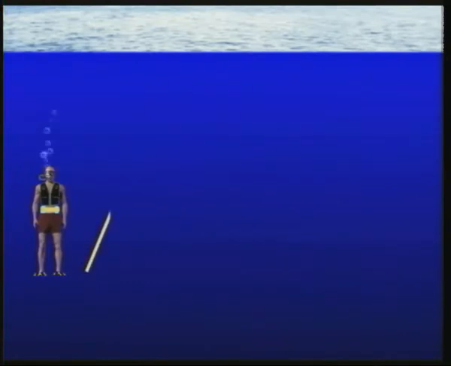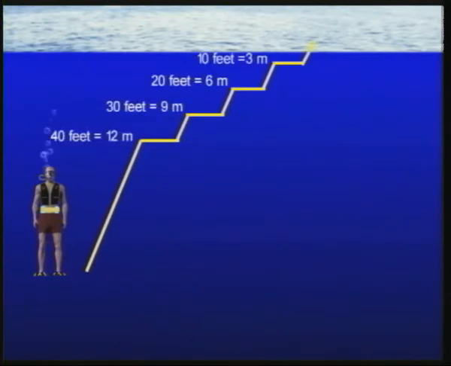Thus, the famous decompression stops were created, which were calculated at 40, 30, 20, and 10 feet deep, corresponding to 12, 9, 6, and 3 meters. These calculations were also extended to repetitive dives, giving rise to the dive tables still used today.